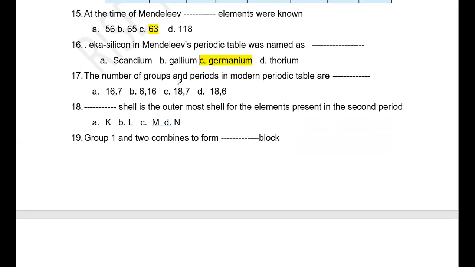Next, the number of groups and periods in the modern periodic table are dash. 6, 7; 6, 16; 18, 7; 18, 6. Groups and periods. We know the modern periodic table contains 18 groups and 7 periods. So option C is the correct answer.